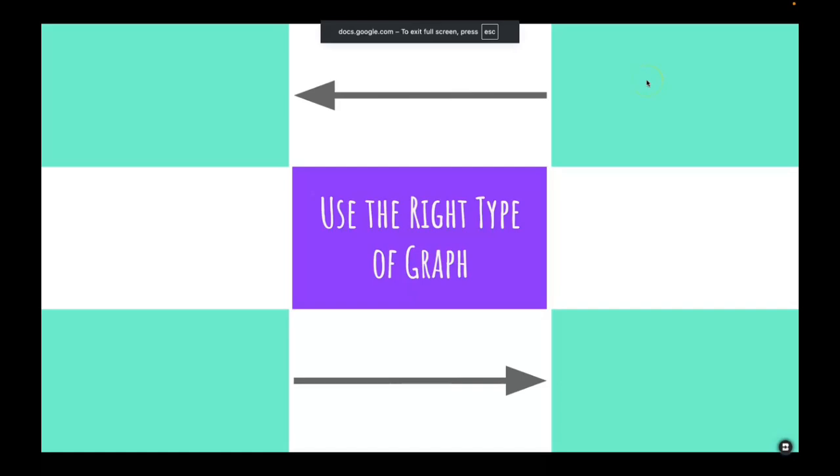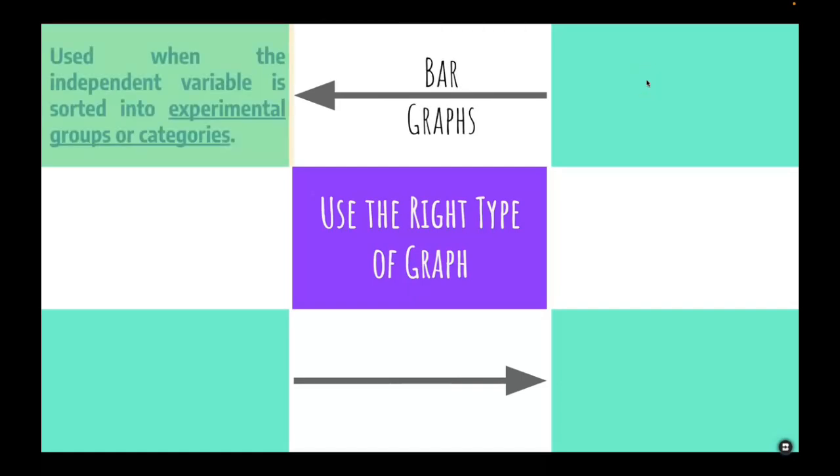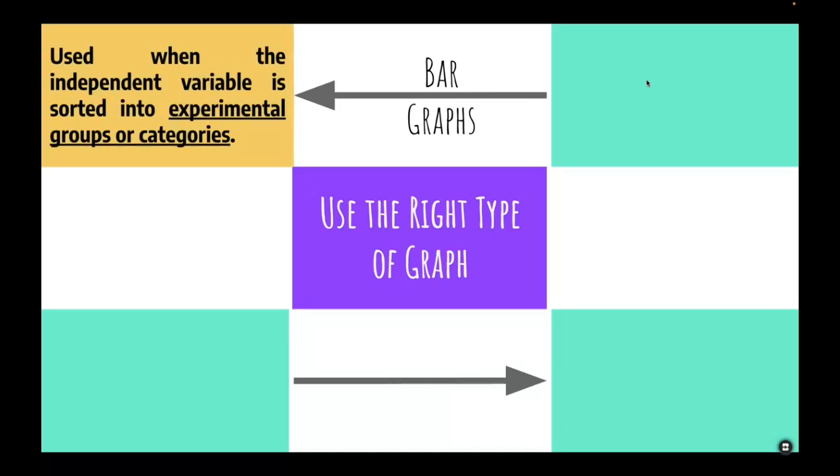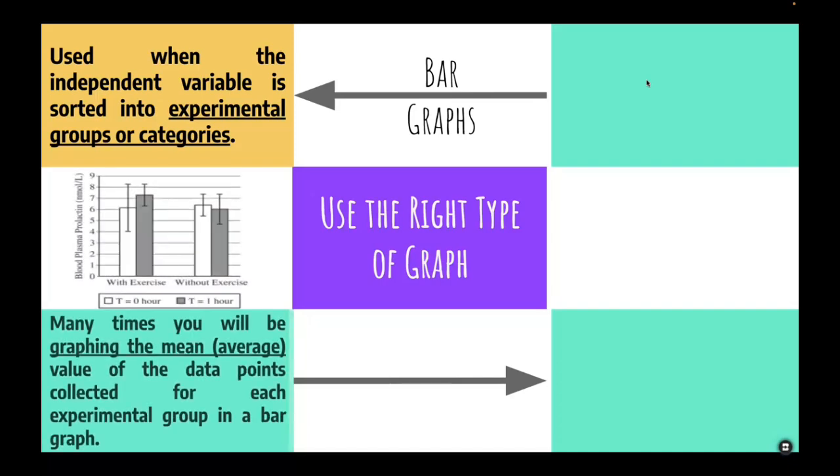Using the right type of graph. So we're going to discuss bar graphs and line graphs. Bar graphs are used when the independent variable consists of experimental groups or categories. So you're often going to be using averages for each group. Examples can be different treatments, different species, different experimental conditions. So here, with exercise versus without exercise.